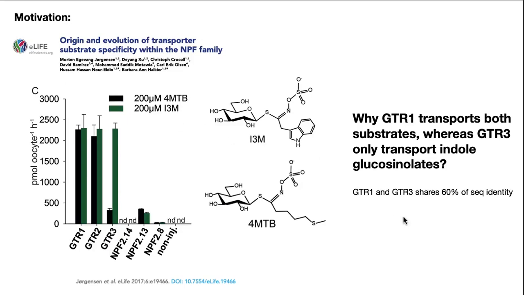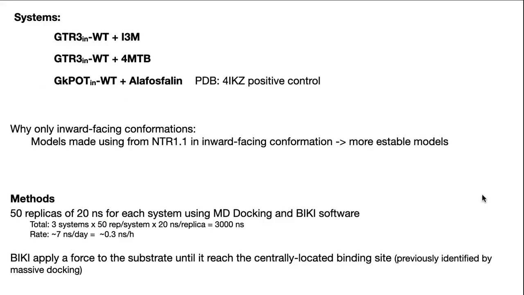In 2017 we published a paper where we discussed how different glucosinolate transporters, in this case GTR 1 and 3, are able to transport both substrates with the same activity, but GTR 3 somehow is only able to transport I3M but not 4-MTB, as we can see here. So the main question is why GTR 1 transports both substrates whereas GTR 3 only transports indole glucosinolates, in this case I3M, the green one. And both GTR 1 and 3 share around 60% of sequence identity.